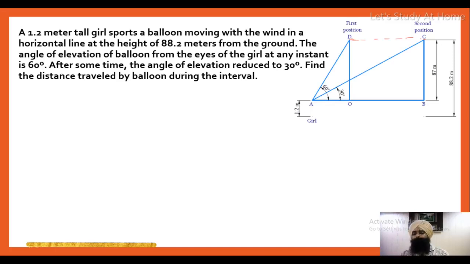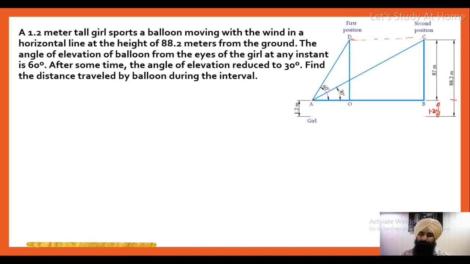Now, 88.2 meters is the total height of the balloon, but the angle of elevation is from her eyes, so we will subtract 1.2 from this. This is the 1.2 extra that we will subtract. So 87 is left. Now I am not going to do this question. This is your turn. Dear children, you will have to solve it yourself.